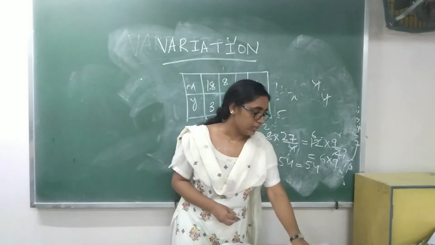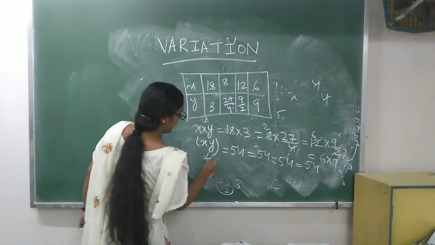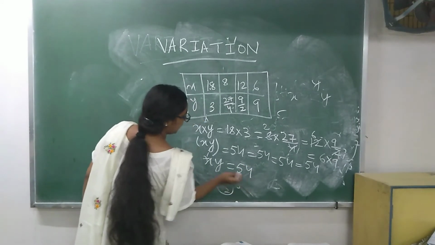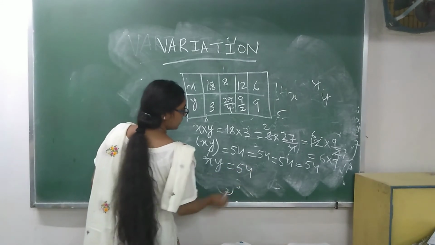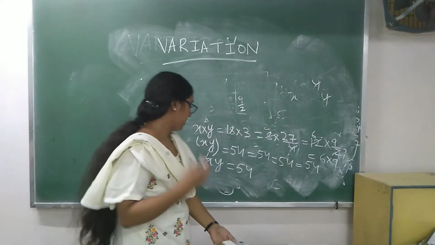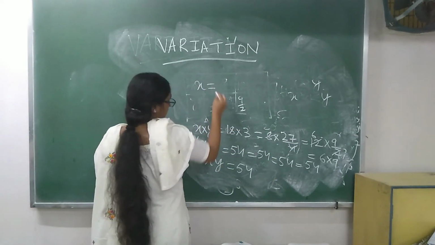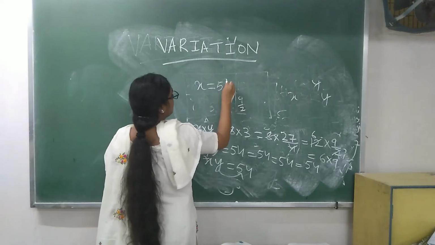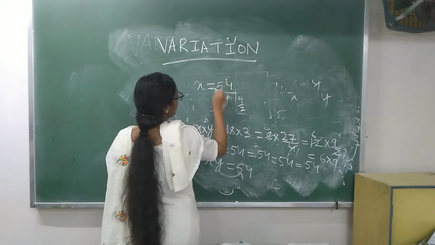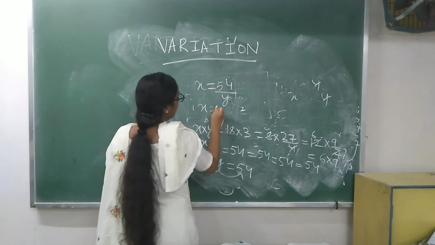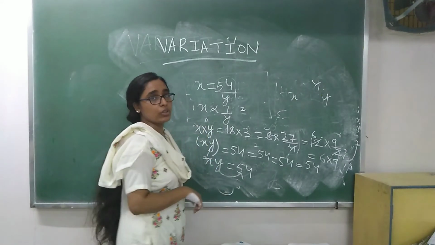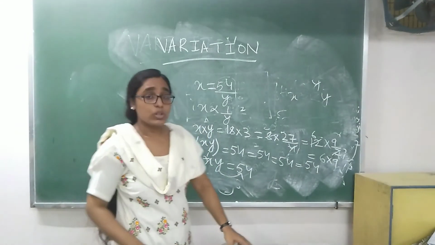It means that xy is giving how much? 54. Okay, if it is giving 54, it means the variation value is how much? 54. I am writing it here. So if I take this to the other side, what will happen? 54 by y. Now if I want to remove this equals to and this constant value, what will I give? The varies sign. So what relation are we getting? Indirect relation. Okay, understood?